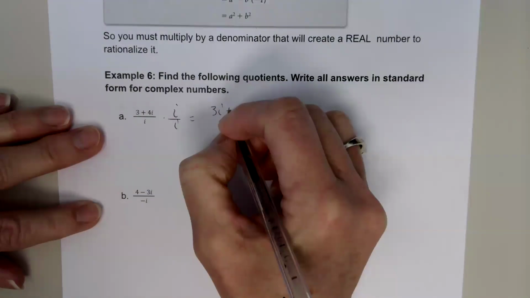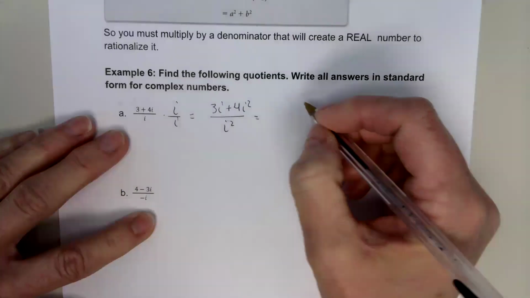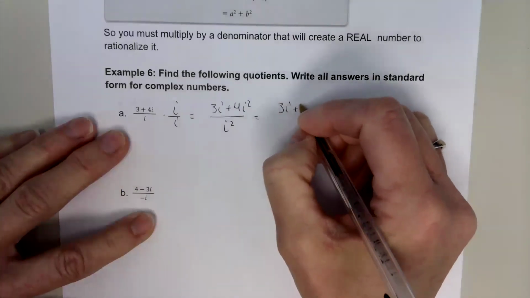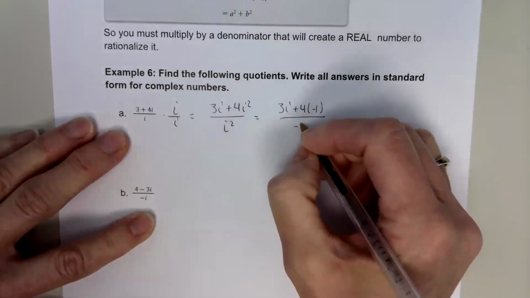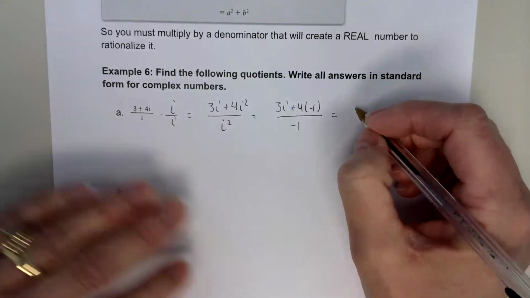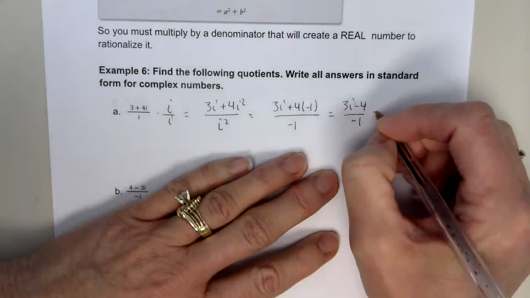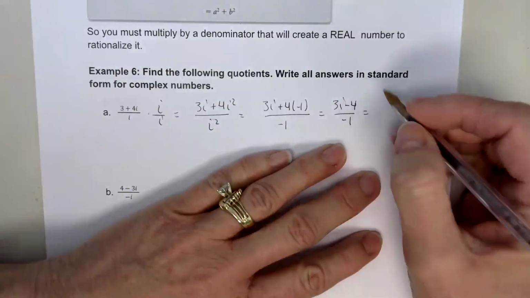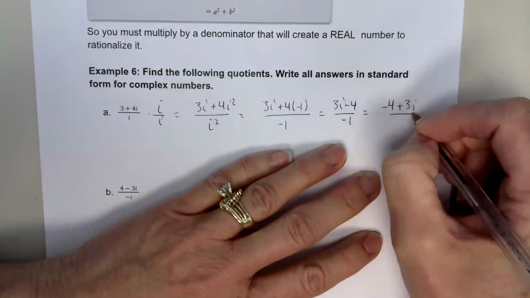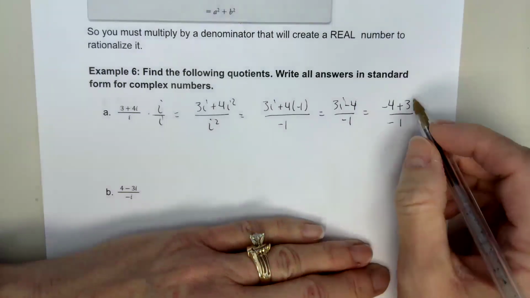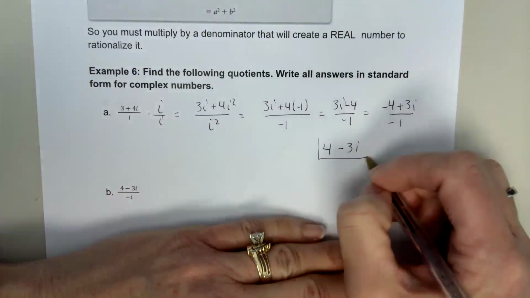So we have 3i plus 4i squared over i squared. 3i plus 4, now the i squared on top is a negative 1, and then my i squared on bottom is a negative 1. So 3i minus 4 over negative 1. And of course, we always write the real portion first with the complex number. So it's a negative 4 plus 3i over a negative 1. And my negative can really make it a positive 4 and then a minus 3i.